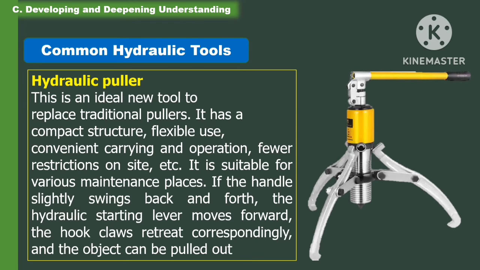Another common example of hydraulic tools is the hydraulic puller. This is an ideal new tool to replace traditional pullers. It has a compact structure, flexible use, convenient carrying and operation, fewer restrictions on site, etc. It is suitable for various maintenance places. If the handle slightly swings back and forth, the hydraulic starting lever moves forward and the hook correspondingly retreats, and the object can be pulled out.